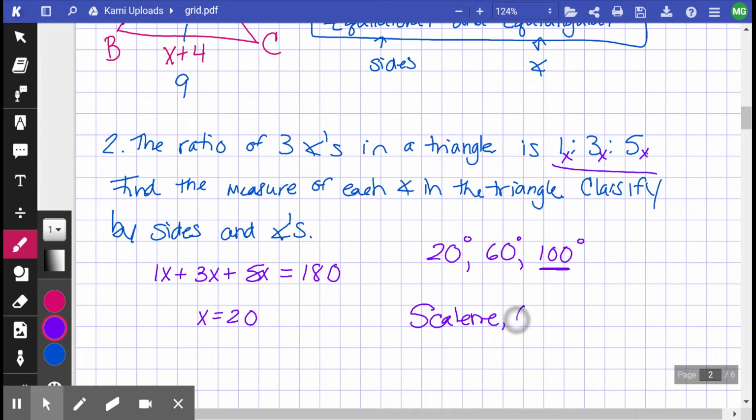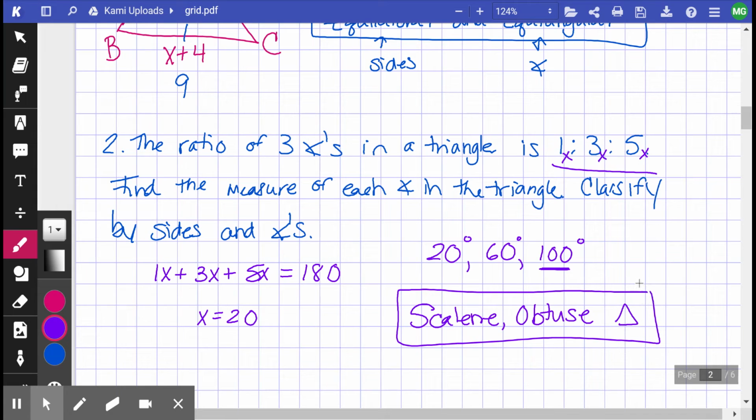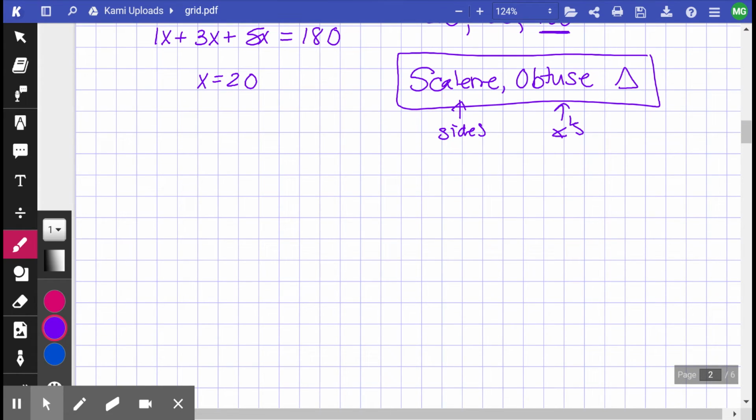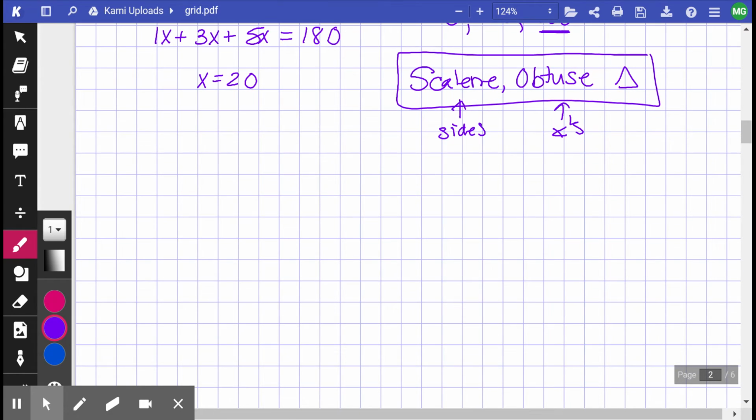And by its angles, it would be obtuse. So a scalene or obtuse scalene triangle or a scalene obtuse triangle. So by its sides it is scalene, and by its angles, it's obtuse because it has one obtuse angle. And again, use those charts to help you figure that out.